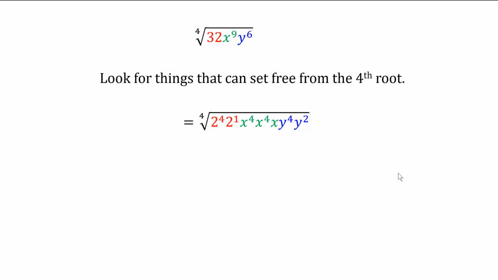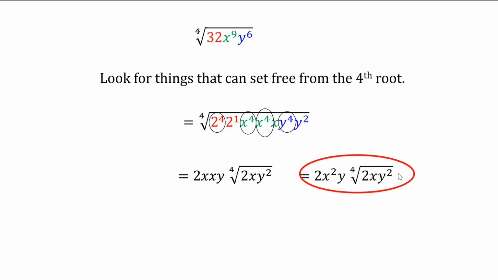And so the 2 to the fourth, the x to the fourth, the other x to the fourth, and the y to the fourth are all perfect fourth powers. So if you take the fourth root of those numbers, you will just get those numbers themselves, 2, x, x, and y. And the other things are left inside. So when you add those exponents on the things on the outside, you get 2x squared y, and then you've got the fourth root of 2xy squared.